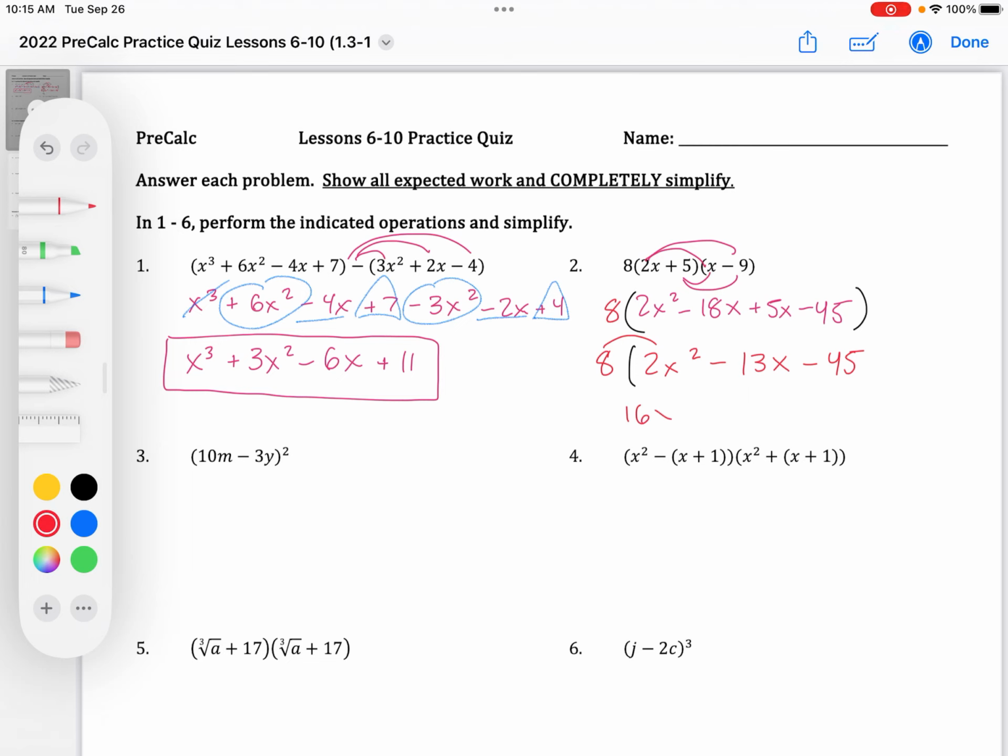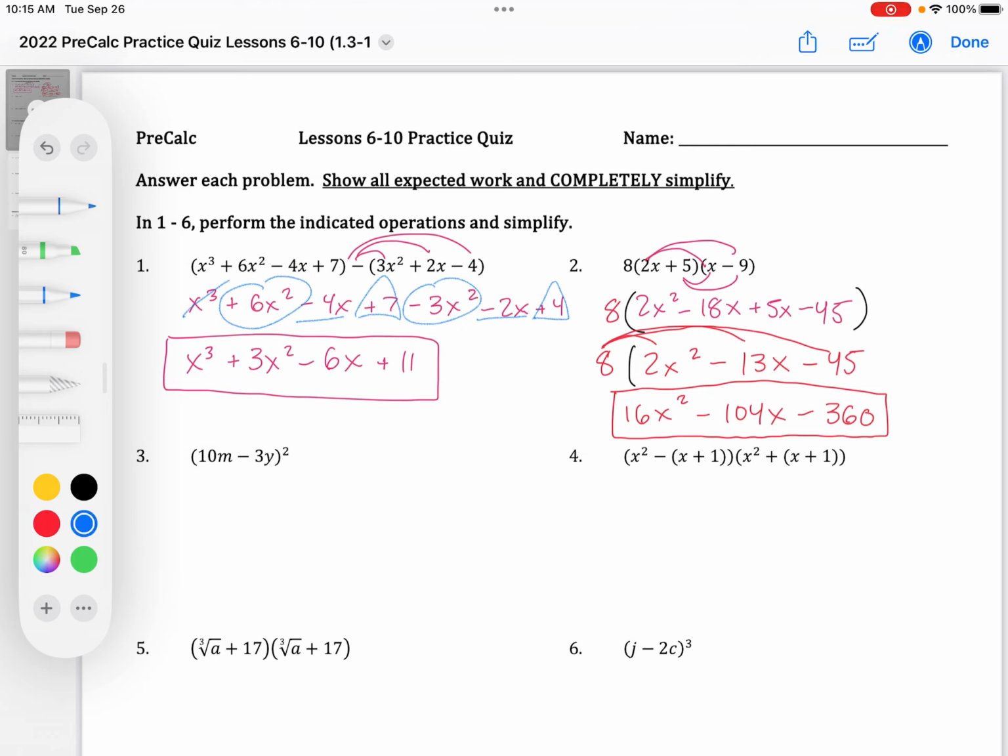So we get 16x squared. 8 times 13 will give you minus 104x. And then 8 times 45, that's going to be minus 360. So that is your answer there.